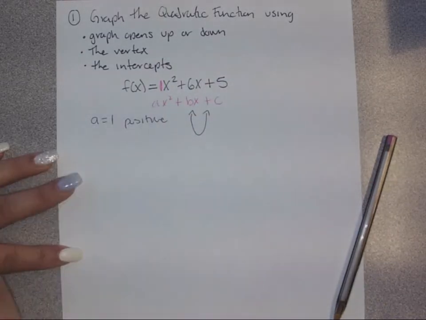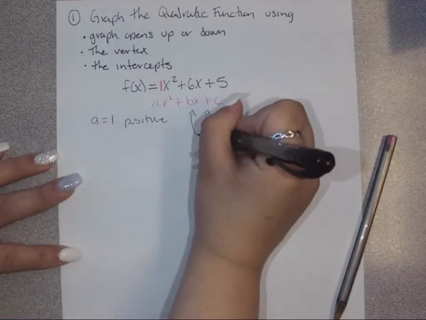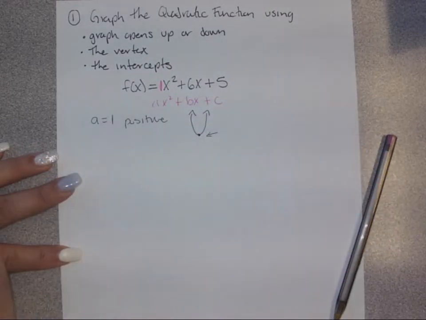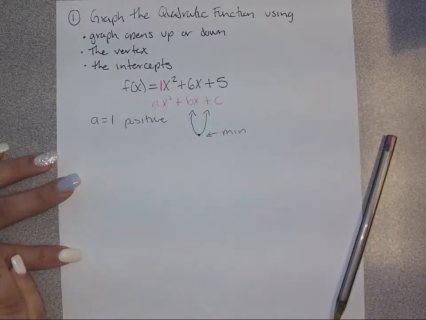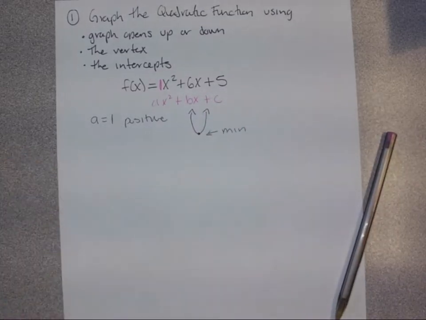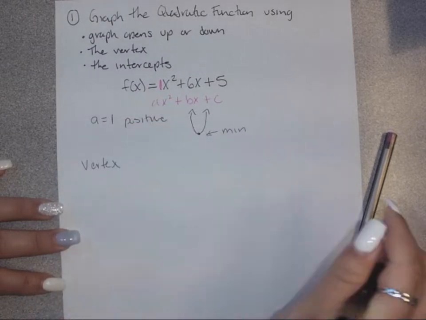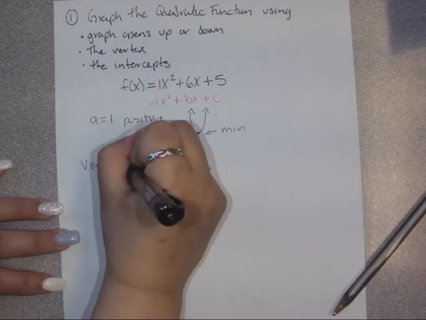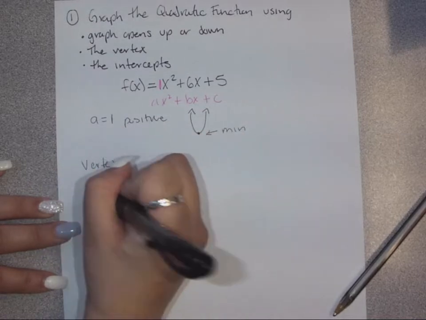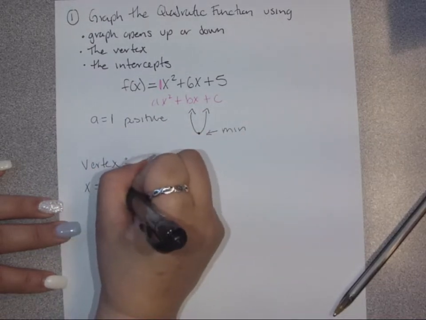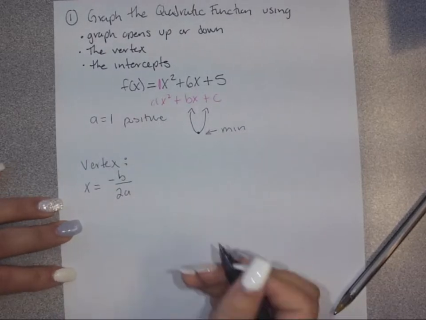From just this piece of information, we know what our parabola is supposed to look like, and we can identify that the vertex is going to be a minimum. So you start by identifying where it opens, then we need to identify the vertex of our quadratic. Our vertex in this case is going to be x equals negative b over 2a. So we have to find our x value.